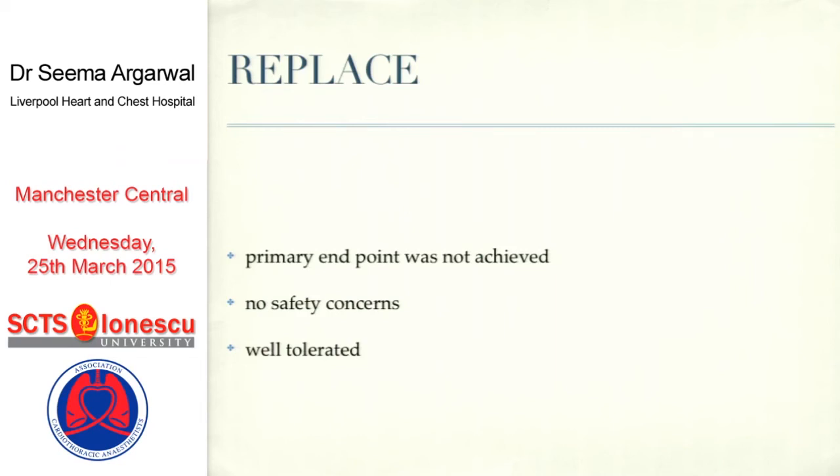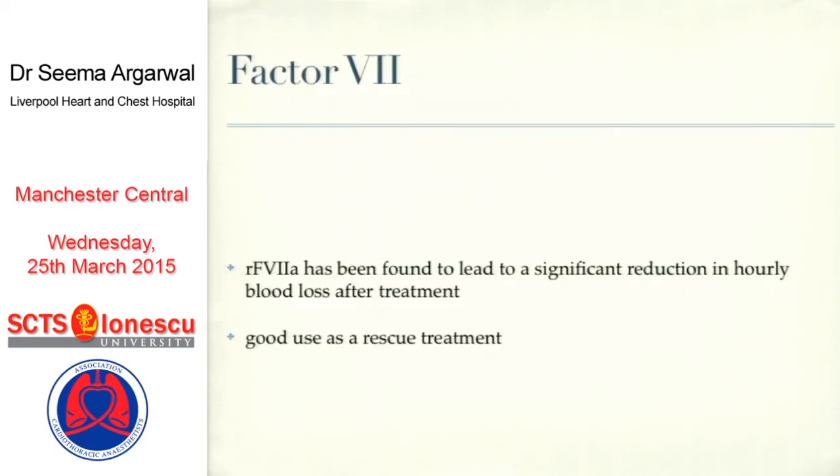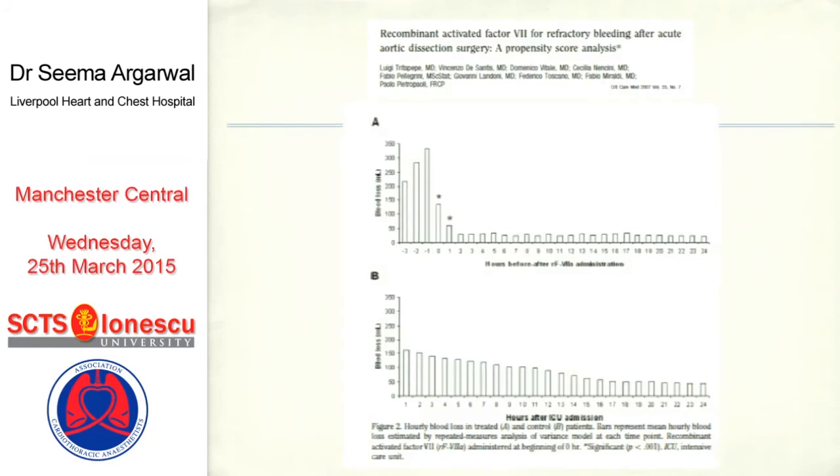Personally, I think fibrinogen concentrate is going to have a role in aortic surgery, especially if you remember this: when the fibrinogen level falls below 2.5, your blood cell usage just soars. Given the fact we can't use fibrinogen concentrate yet, is there anything else we can use? We can use factor 7, and there's quite a lot of evidence to show that factor 7 is very good as a rescue treatment.